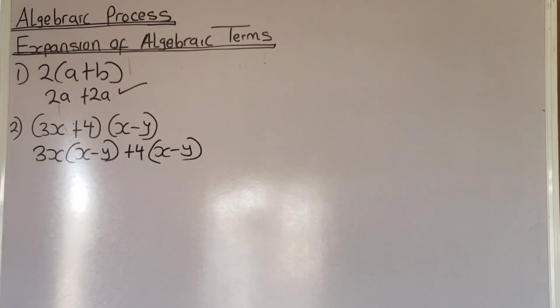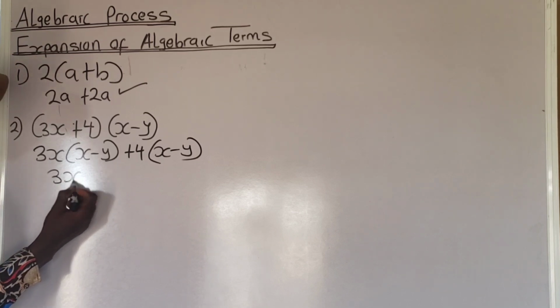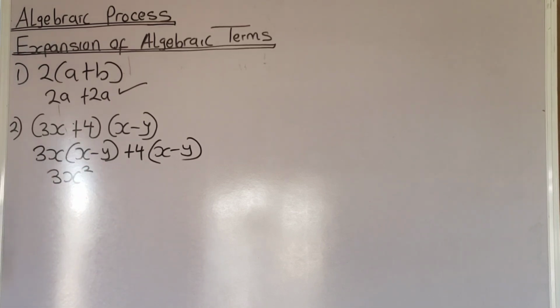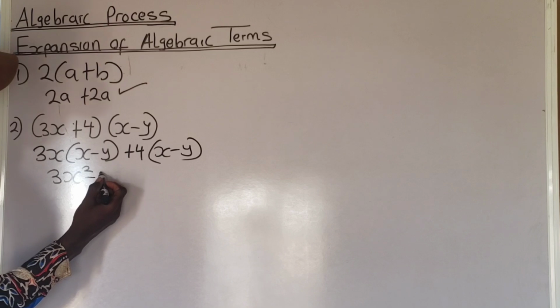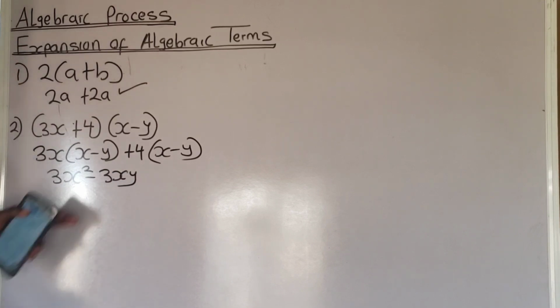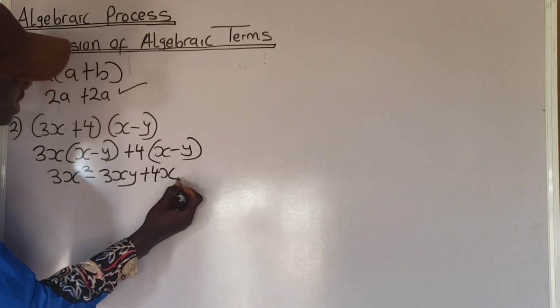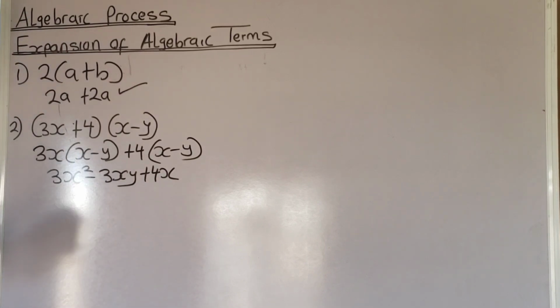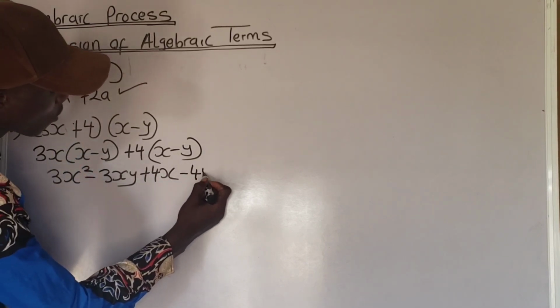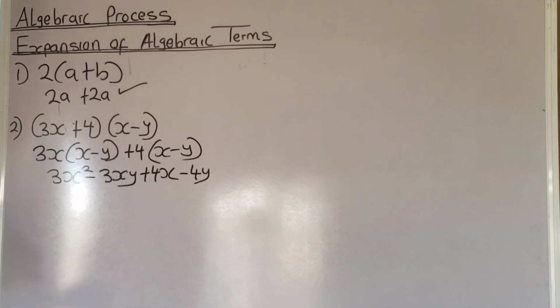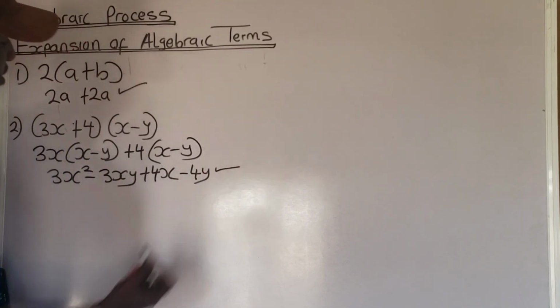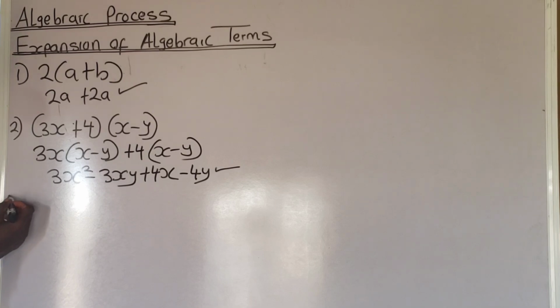3x times x, that will be what? 3x squared. 3x times negative y, that will be what? Negative 3xy. Okay? Plus 4 times x, that will be what? Positive 4x. And plus 4 multiplied by negative y, that will be what? Negative 4y. Do you understand? Okay? Is there any like term? Let us check if there is any like term. Since there is no like term, this is the final answer. Do you understand? Okay? Let's move to the third question.